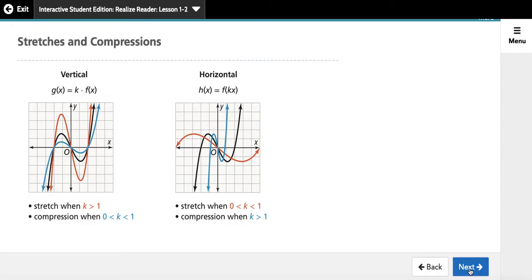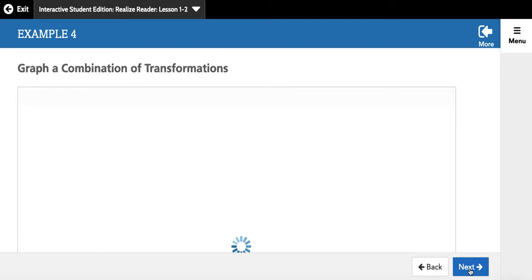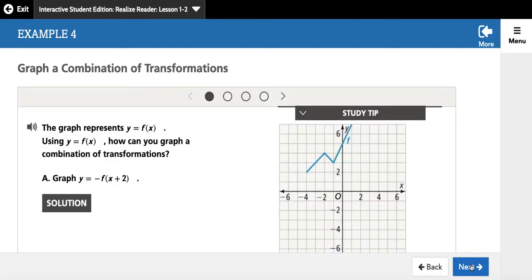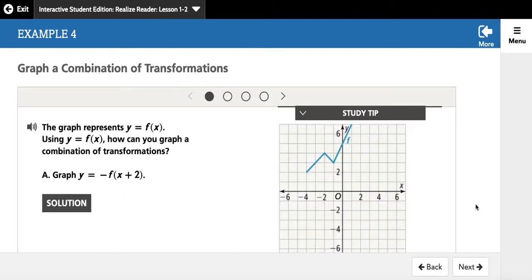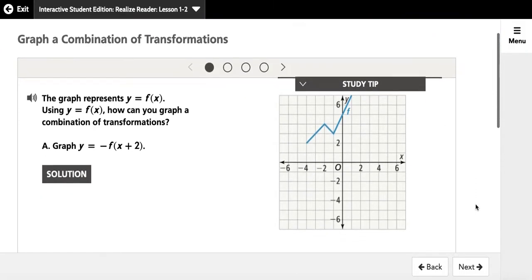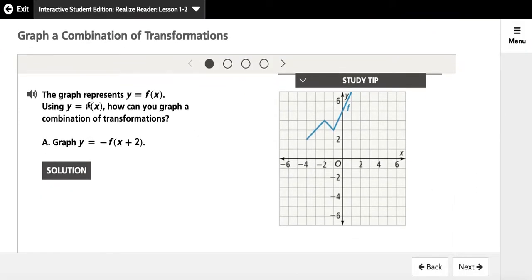Because in example 4 we have a combination of transformations. So everything we've learned in the first 3 examples comes into play. The graph represents y equals f of x. It's kind of a weird graph. It's got a bunch of pieces. Using this graph, how can you graph a combination of transformations?